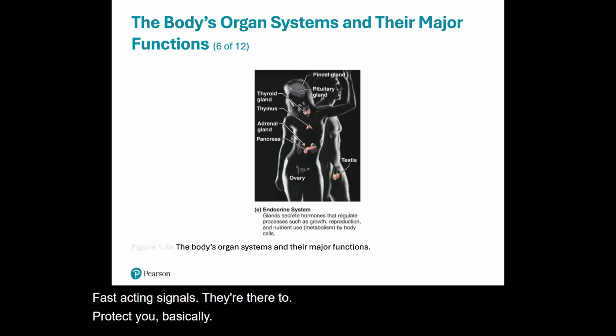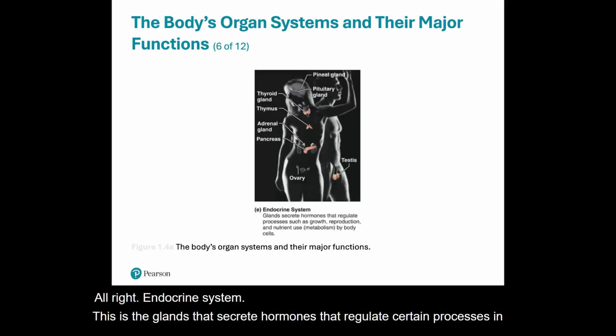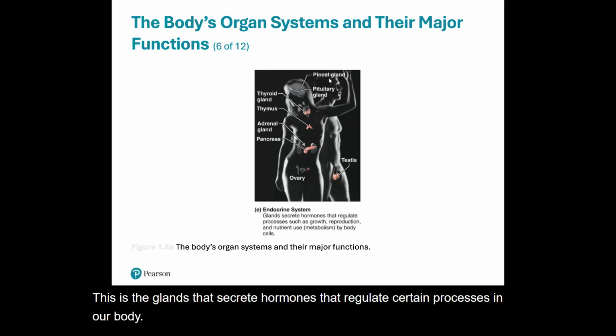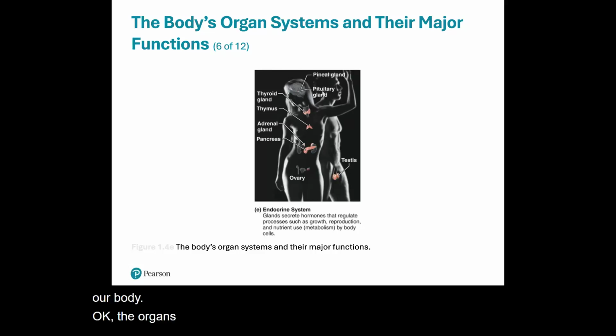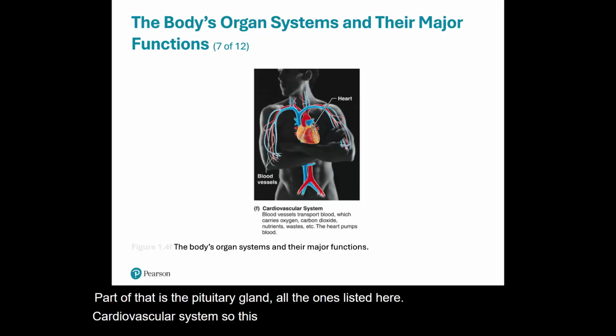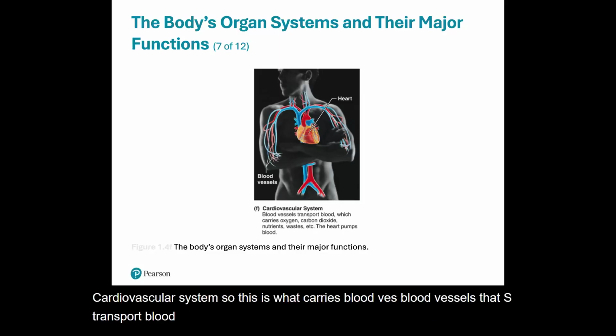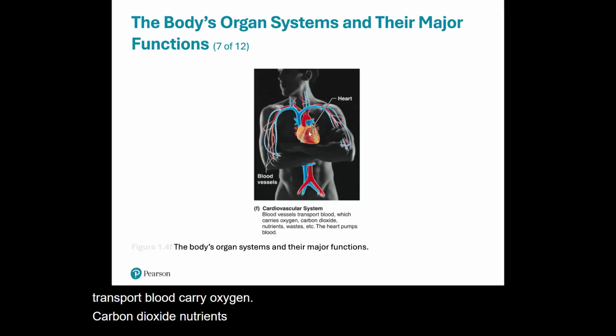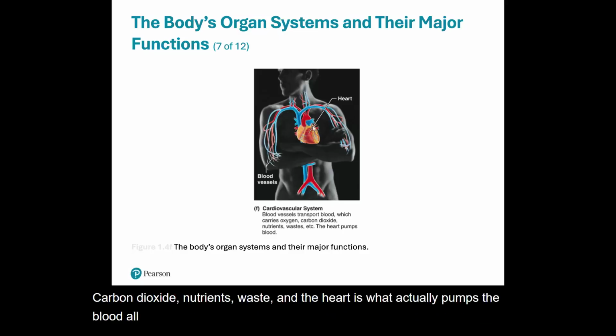All right, endocrine system. This is the glands that secrete hormones that regulate certain processes in our body. Okay, the organs that are part of that are the pituitary gland, all the ones listed here. Cardiovascular system. So this is what carries blood vessels that transport blood, carry oxygen, carbon dioxide, nutrients, waste, and the heart is what actually pumps the blood all over your body.